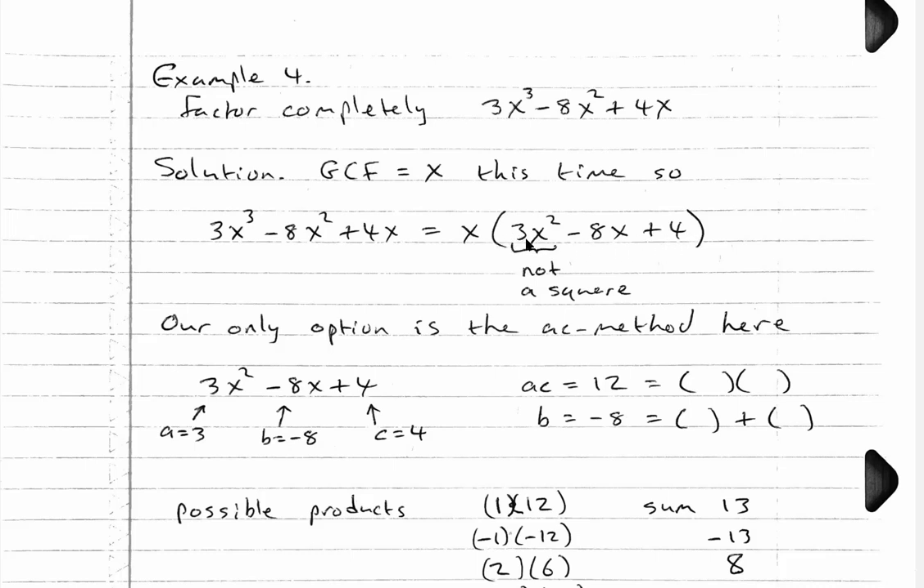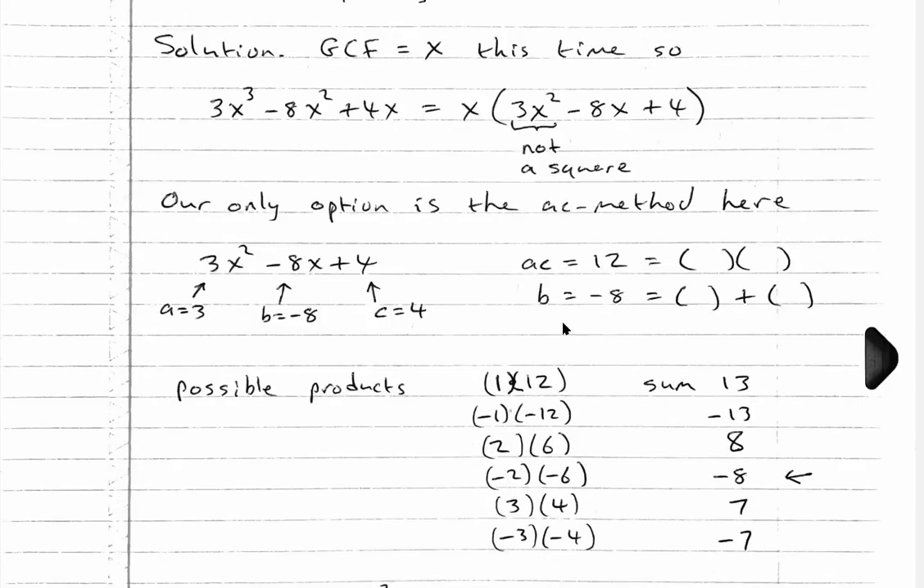So the AC method for this trinomial: a is 3, b is negative 8, c is 4. The method says to work out AC, that's 12, and b is negative 8, and we're looking for two numbers with product 12, and the same two numbers add up to negative 8. That's not obvious. The problem is 12 has a lot of factors.